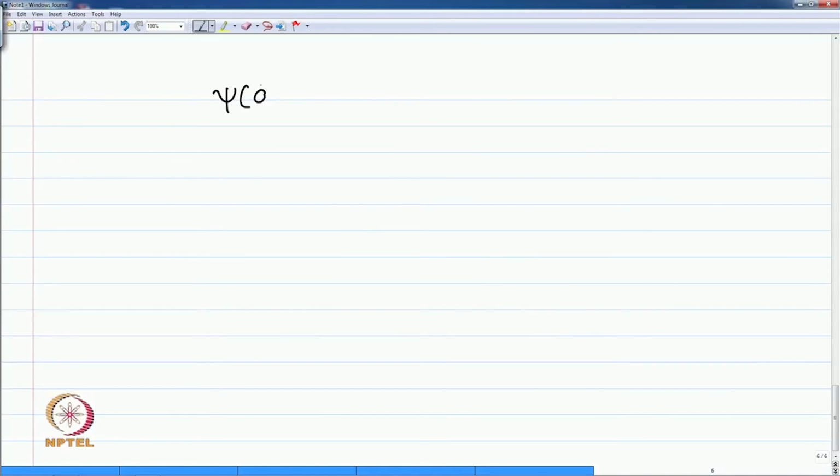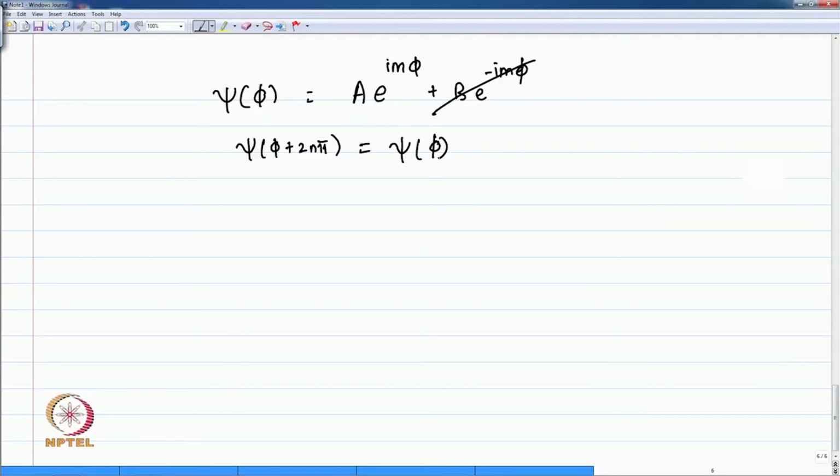Now, psi of phi is given by this general quantity A exponential I m phi plus B exponential minus I m phi. For the time being, let's worry about motion in one directional sense. Therefore, let's not consider that. Please remember psi of phi plus 2n pi must be psi of phi because the wave function is unique. It does not matter as long as n is an integer 0, 1, 2, 3, etc. This condition has to be satisfied.